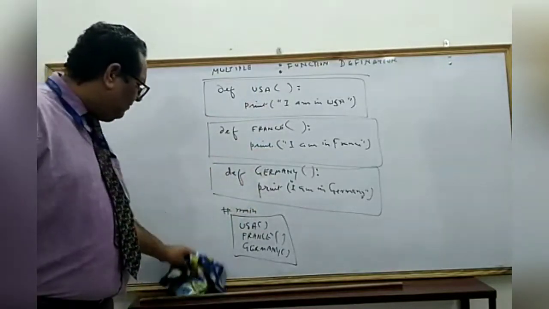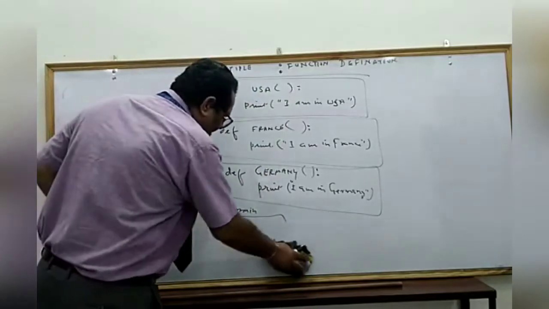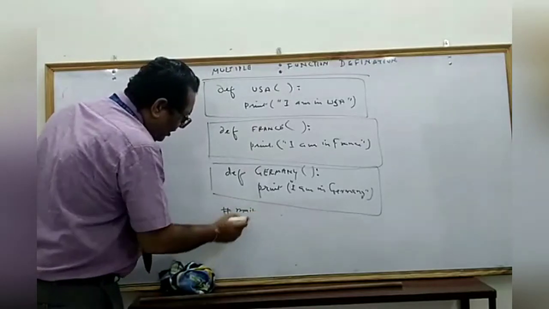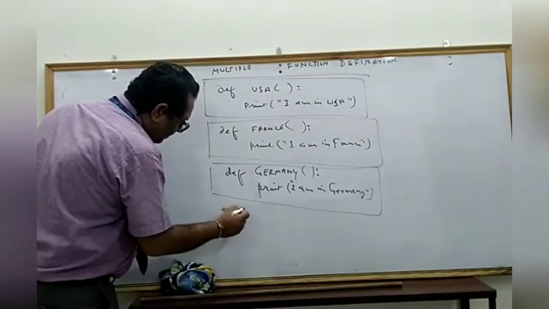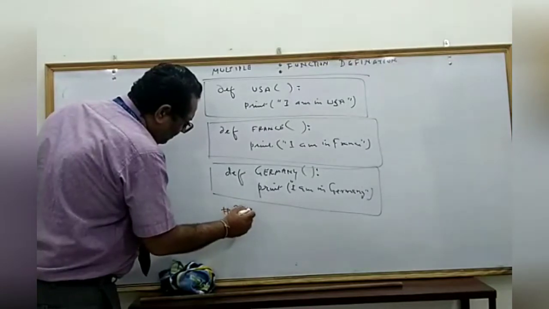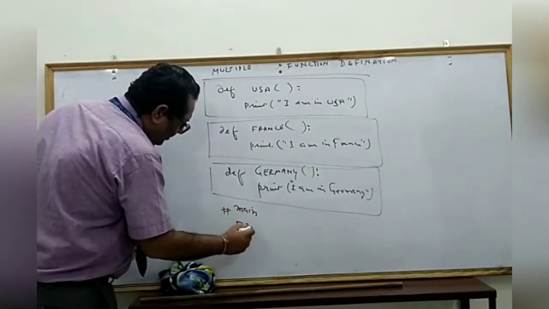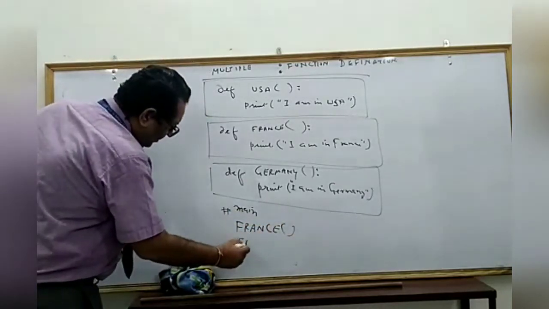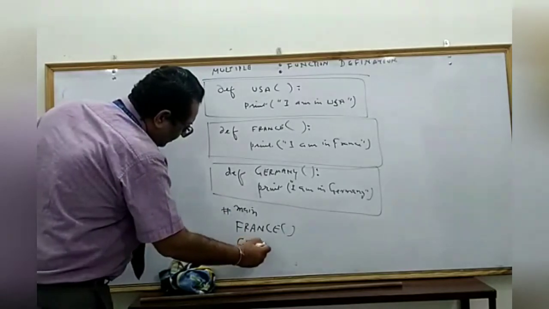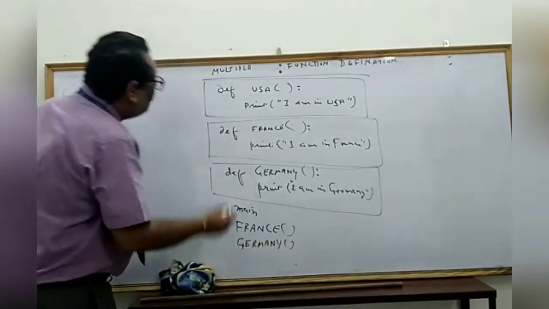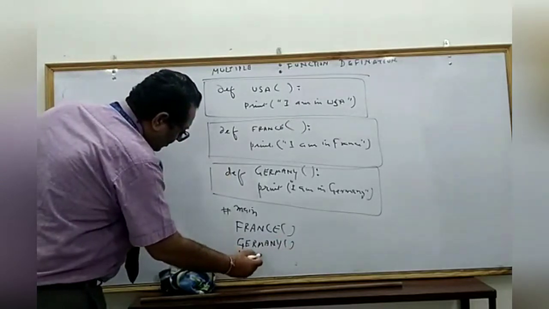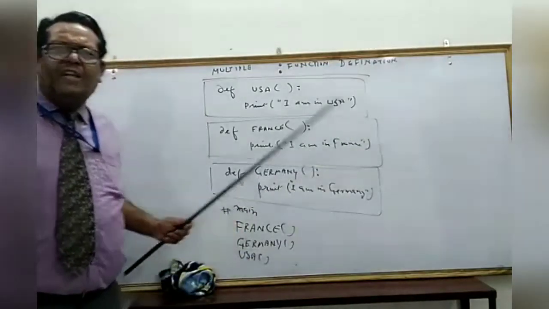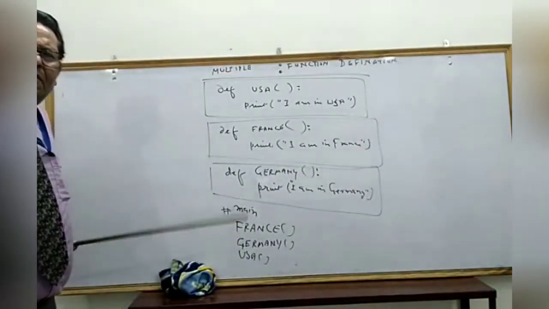But now let's change the order of function calling here. Suppose I am calling France first. I am calling the function France first from main. This is your main function. So here I am calling the function France. Now I am calling the function Germany. Now I am calling the function USA. Now you can see that in the second case I have changed the order of function calling. Now see how this will affect the result.